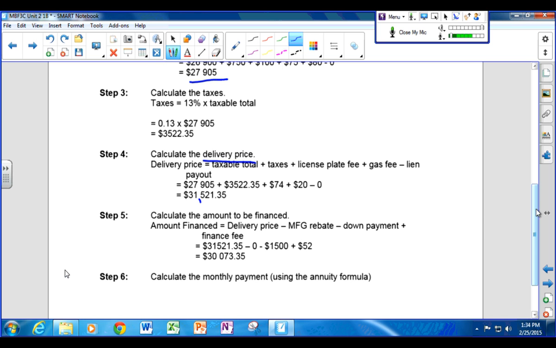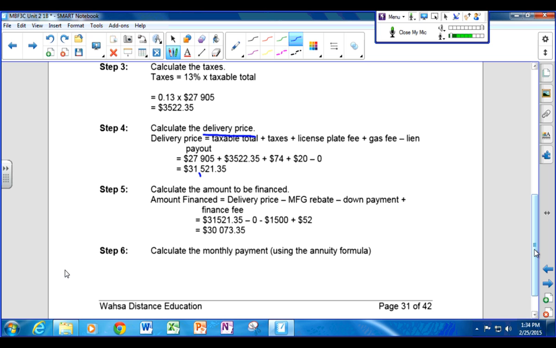Okay, so the next step then, step 5, and this is really where you get to do some calculations. We're going to do the, well, actually it's step 6. You're going to calculate the amount to be financed, because remember, we got the delivery price, but that's reduced by any manufacturer rebates and any down payment. So we know that Liam had $1,500 as a down payment, which is a pretty good down payment. It looks to be about 5% of the price, just a little under 5%.